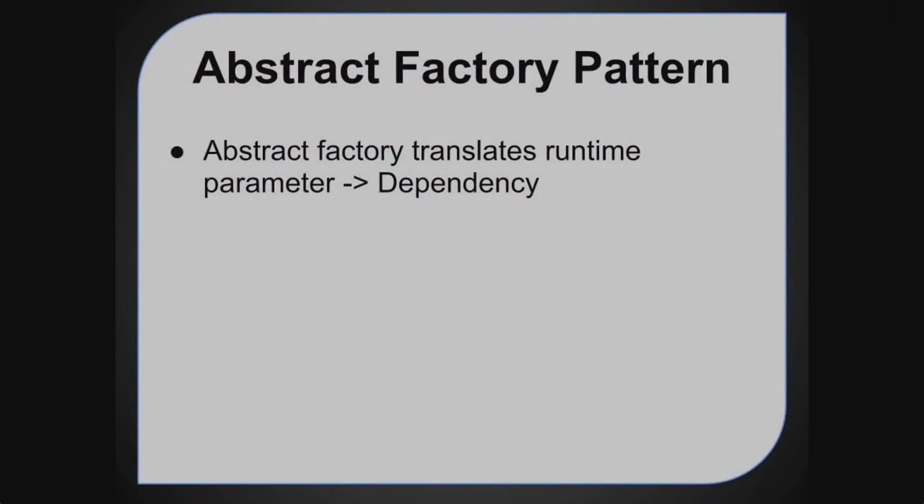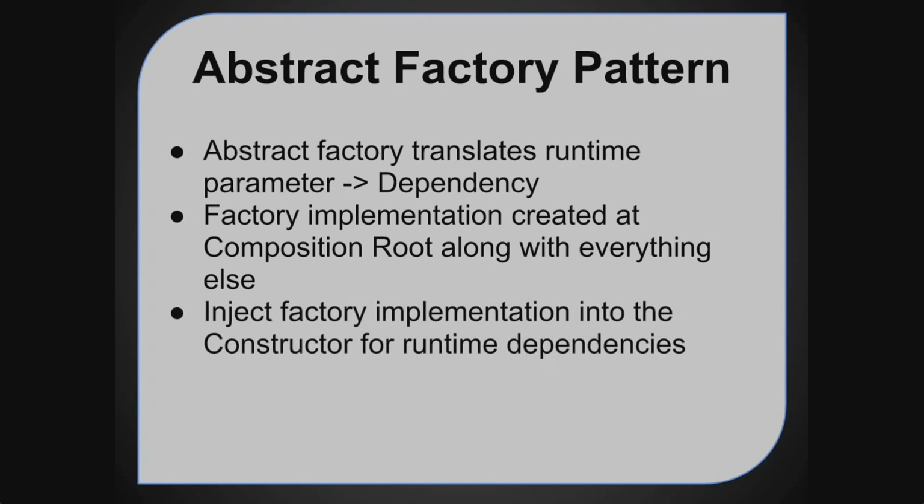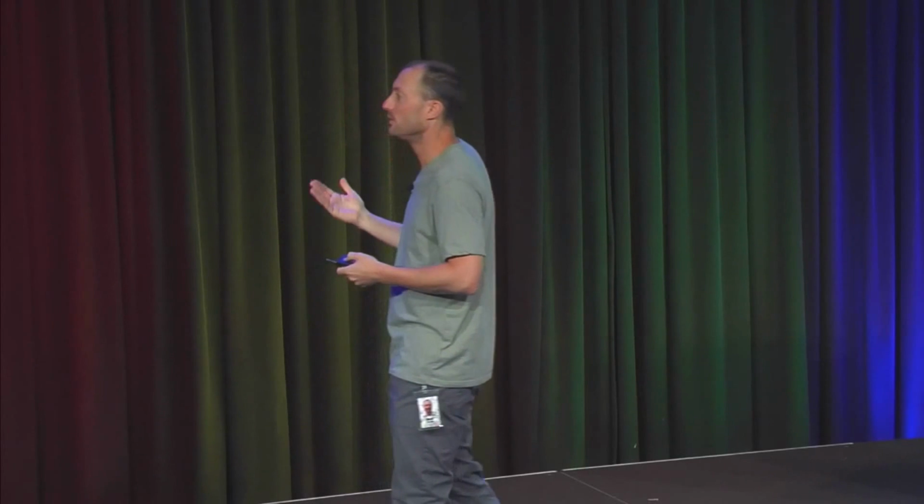And the game here is, as we just discussed, I'm going to take a runtime value, and I'm going to return to you an actual object for that runtime value. The factory implementation itself is created in a composition root along with all the other objects. And you inject the factory instead of injecting the actual find matches object into the constructor of any object that needs to deal with this runtime value. And then finally, you use the factory at the moment when you actually need it to get the actual dependency that you needed.